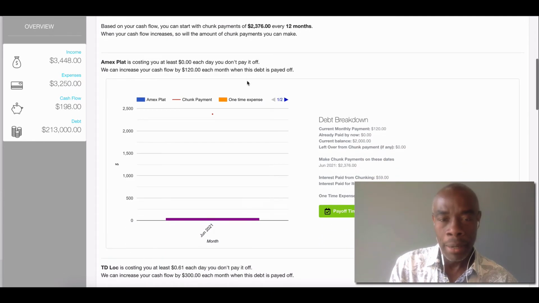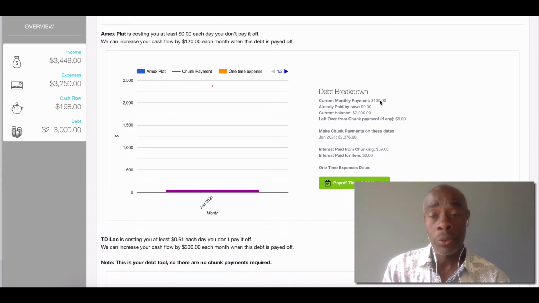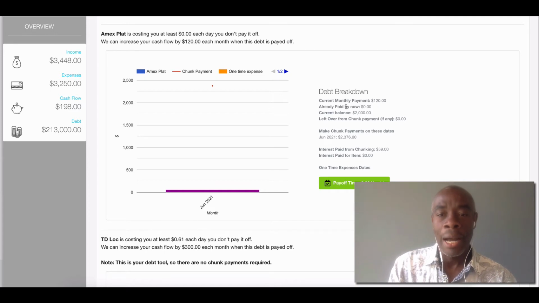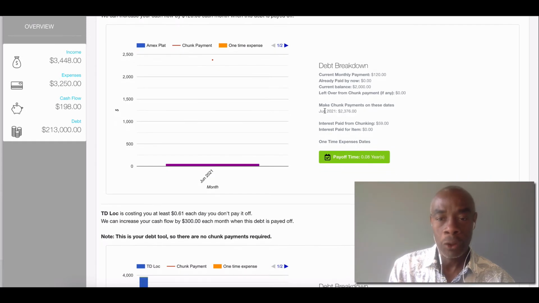So then this report breaks it down even more. This is all the information that you've entered. This is where you currently pay each month. The amount you've already paid by now by chunking, there isn't anything because it's your first debt that you're going to tackle. This is the current balance you have left over from any chunk. There isn't any because it's your first debt. And you keep going through all this, and you make a chunk payment, and it tells you when to make the chunk payments and how much to make.